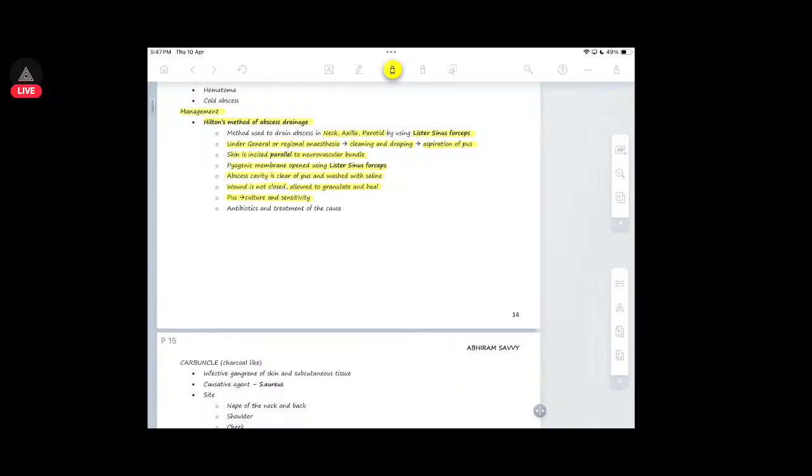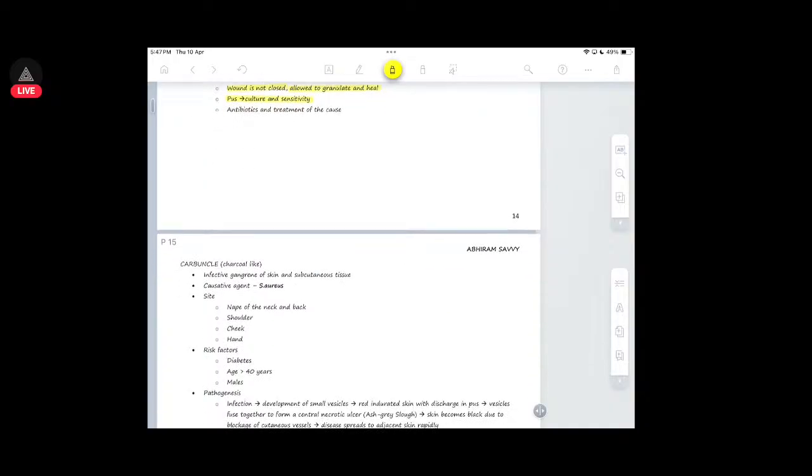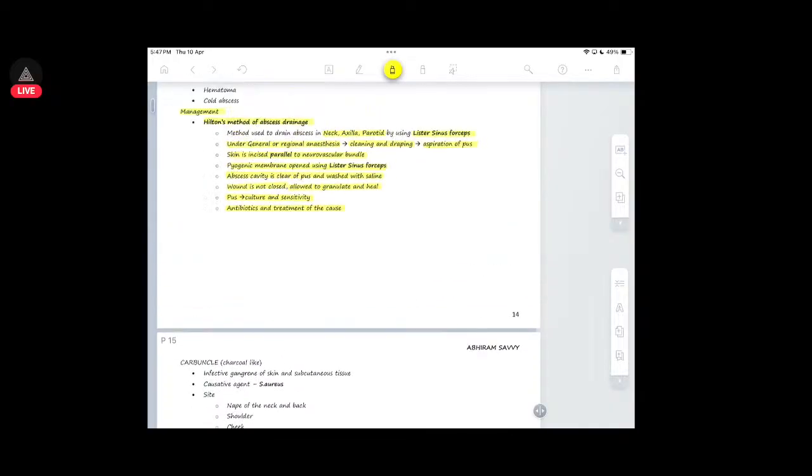Pus is sent for culture and sensitivity. Antibiotics and treatment of the cause. So one thing you should remember is the sinus forceps.